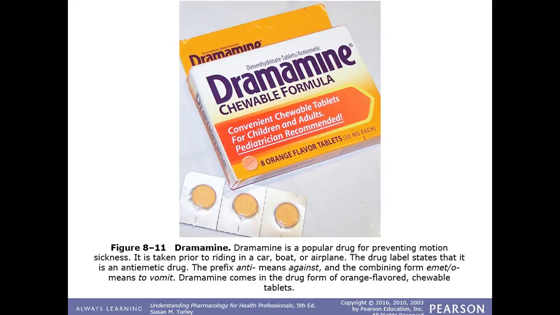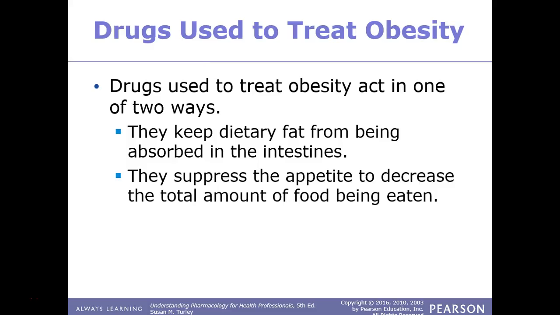So antagonist or antiemetic means to be against vomiting. A lot of those are chewable. The last part talks about drugs used to treat obesity.